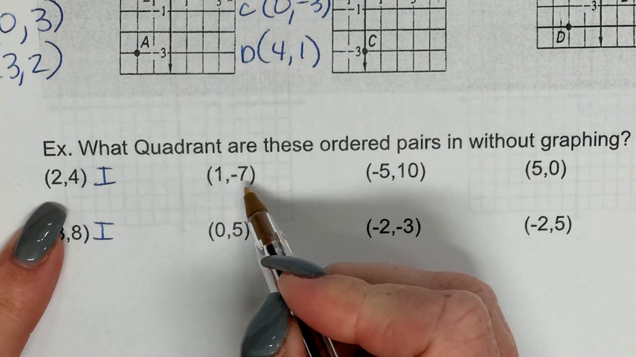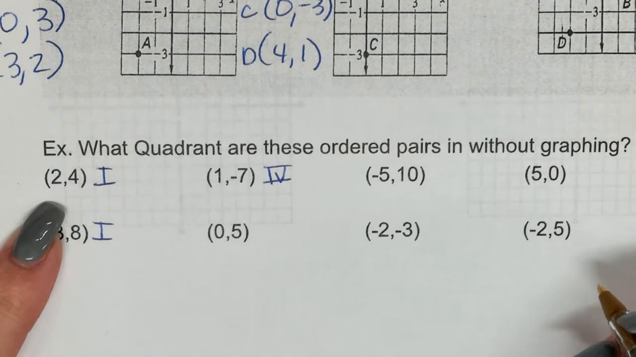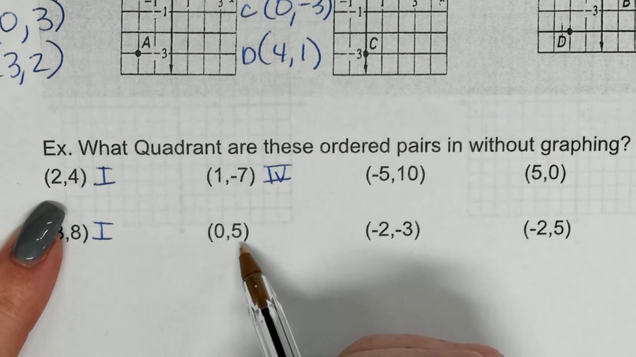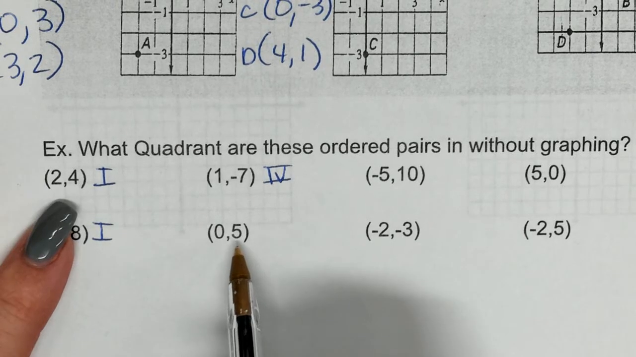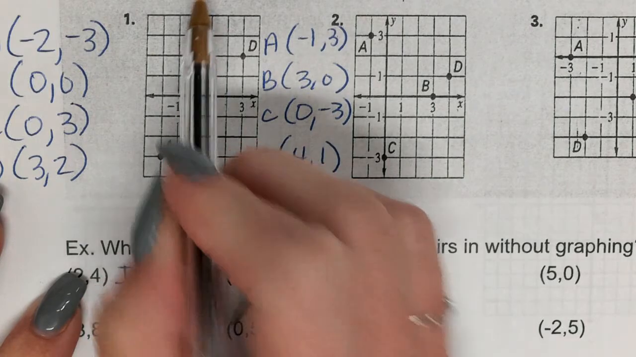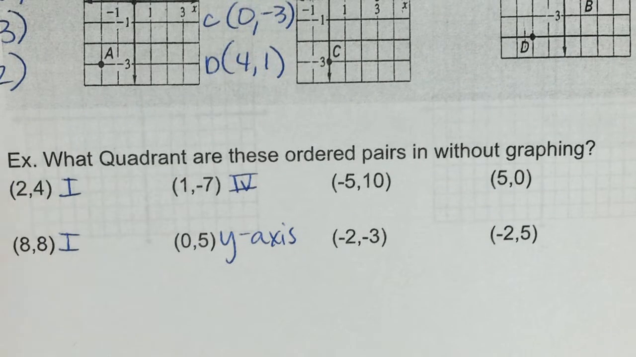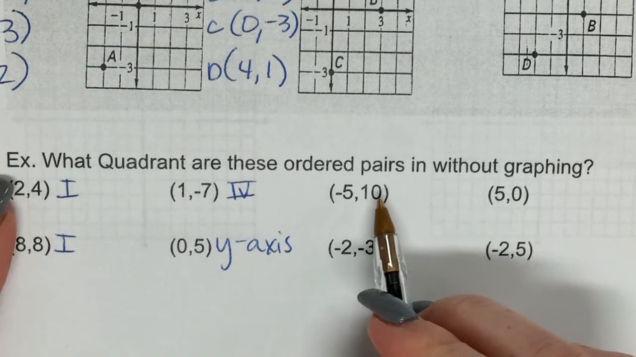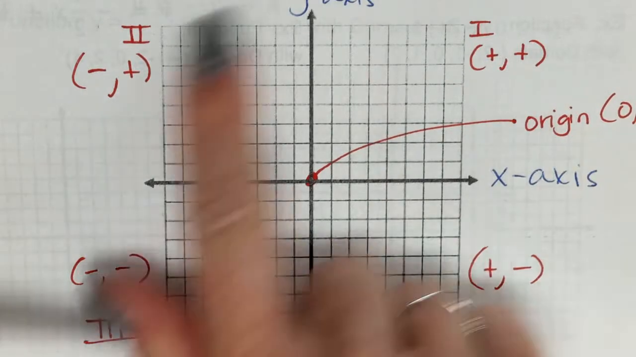Positive, negative. Quadrant 4. 0, 5, is it in a quadrant? No. Where is it at? If you need to, pretend like you're going to graph it. If I would go to 0 and then I would go up 5, I am on the y-axis. Negative, positive. Quadrant 2. And guys, if you don't know, you can literally look at these signs that we put.